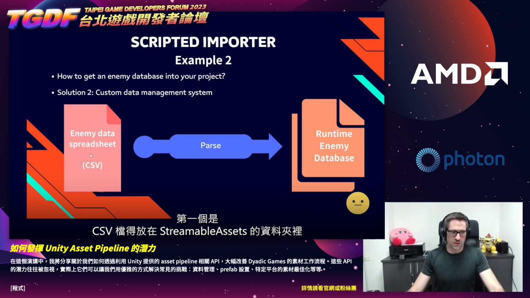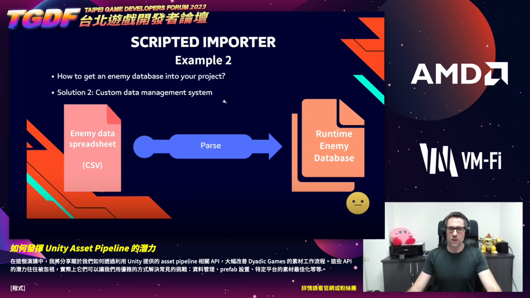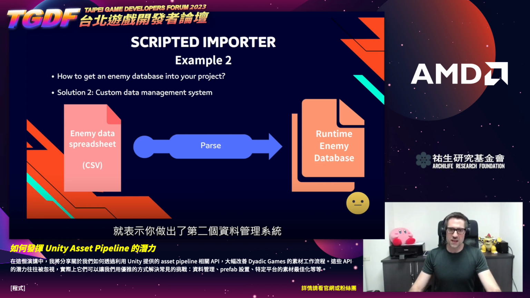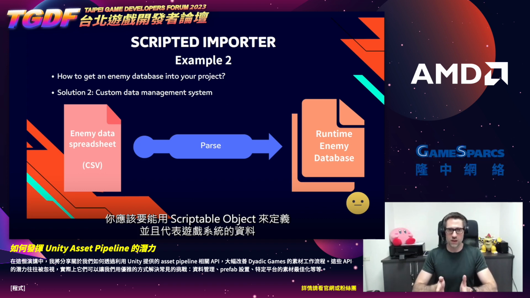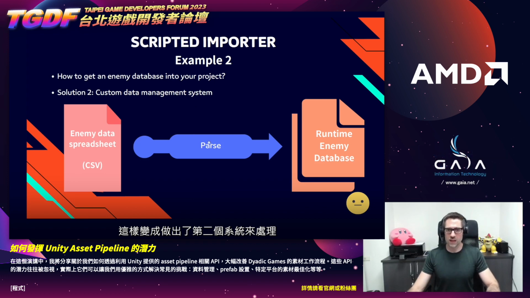The first one is that the CSV file needs to be placed in the StreamingAssets folder. So it's no longer part of the Unity asset system by itself. And when you parse the database at runtime, this means you create a second data management system in parallel to the Unity asset system that is also used to manage data. Like I mentioned before, you can use scriptable objects to define assets that simply represent data for your game systems. But this is not what you do here. You create a second system.